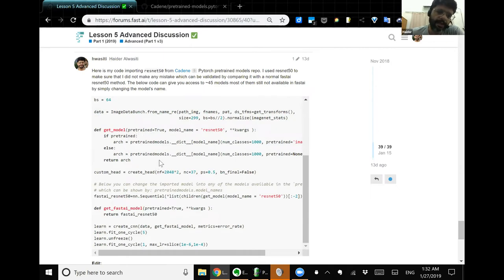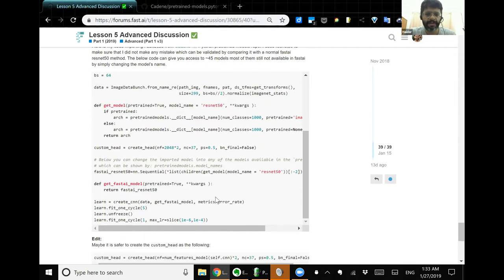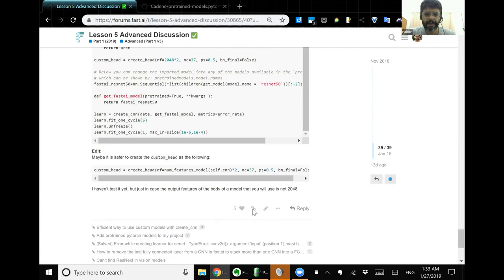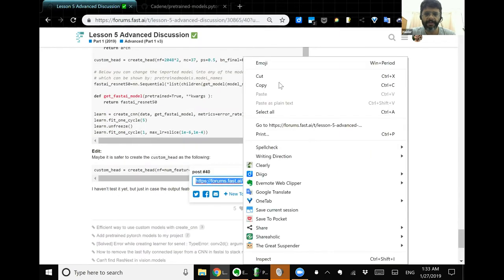You should cut the model and change the head using the create_head method in Fast.ai. And you should wrap this function into another function. So here I have the get_fastai_model, which is wrapping the get_model function. And then I pass it into the create_cnn method here. So this is the way that worked for me. Because I struggled with this for 1-2 days, I shared the code on the forum. I will pass it to you in the chat if you are interested.